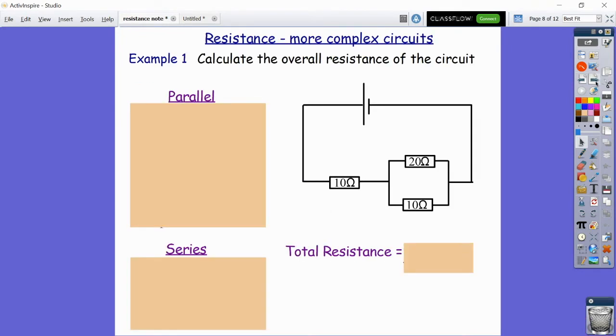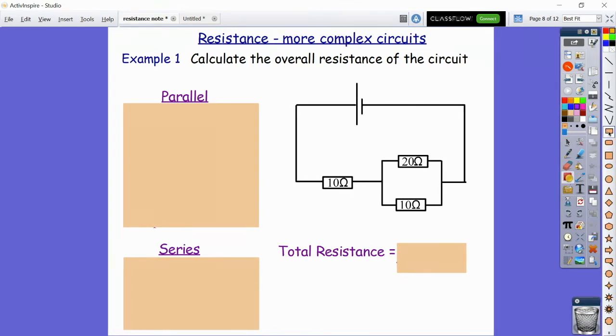Okay, just want to do a couple of examples now where we've got a combination of different things going on in our circuit. So here we've got a 10 ohm resistor, and then we have this parallel section. So to answer this, you might want to redraw the circuit, but draw a simplified version of it. So you might think, right, that looks a wee bit complicated. I know a 10 is in series because it has to go through the 10 and then it has to go through this big thing, but it has an option here.